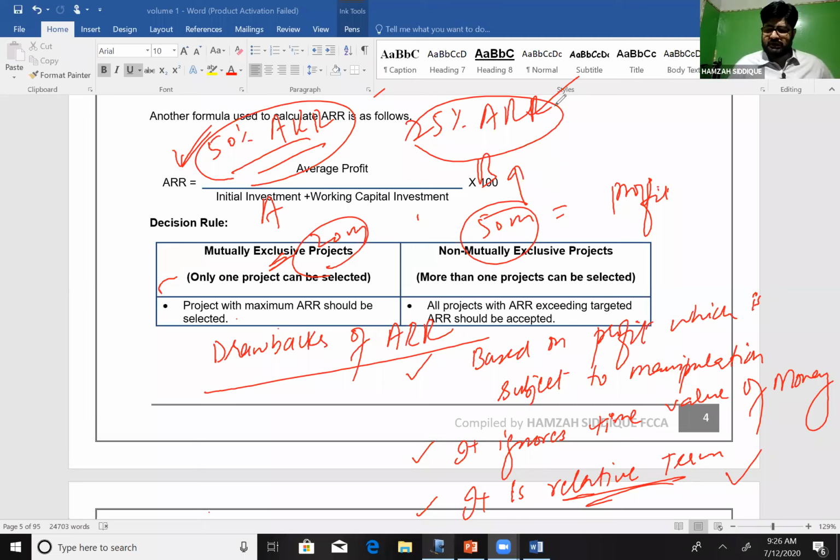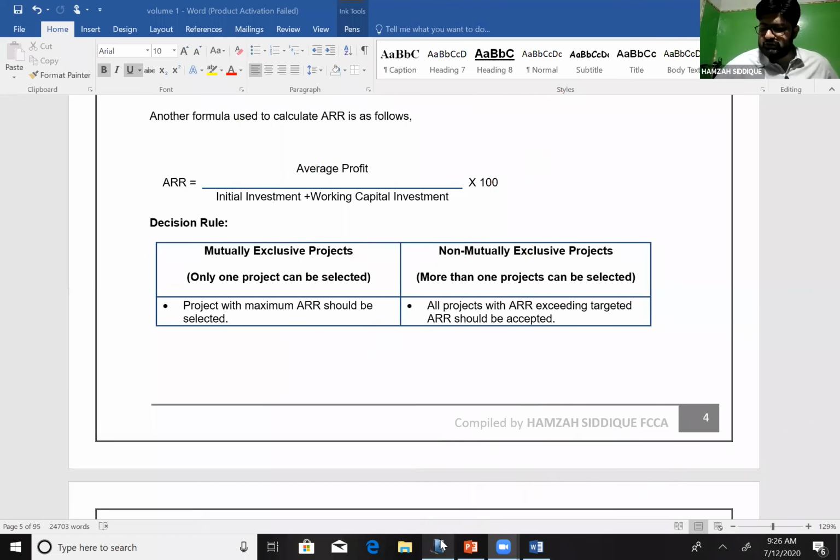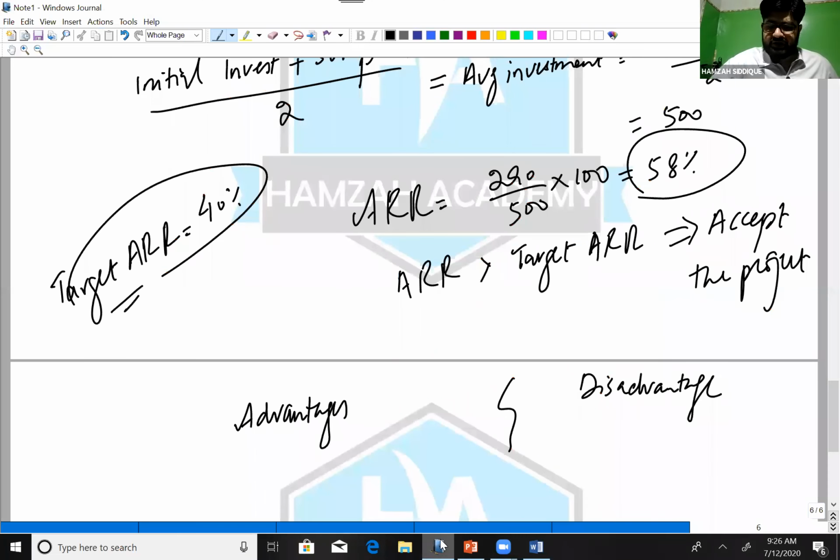Okay, good. Now, let us proceed further. Thank you. Let us proceed further. So ARR is completed, accounting rate of return. Welcome, welcome, Nafis. Welcome.